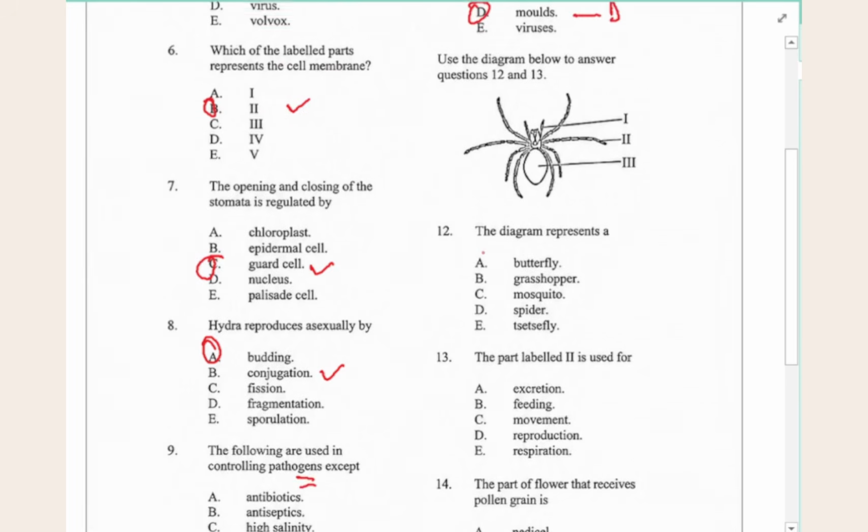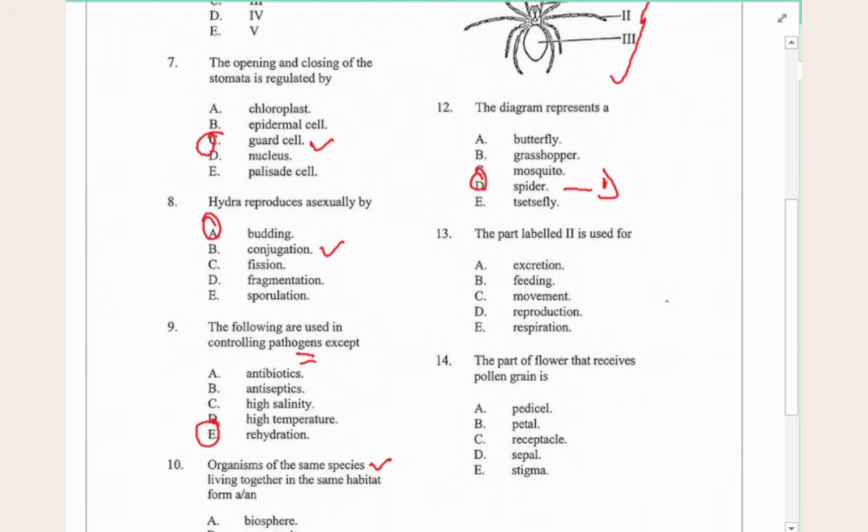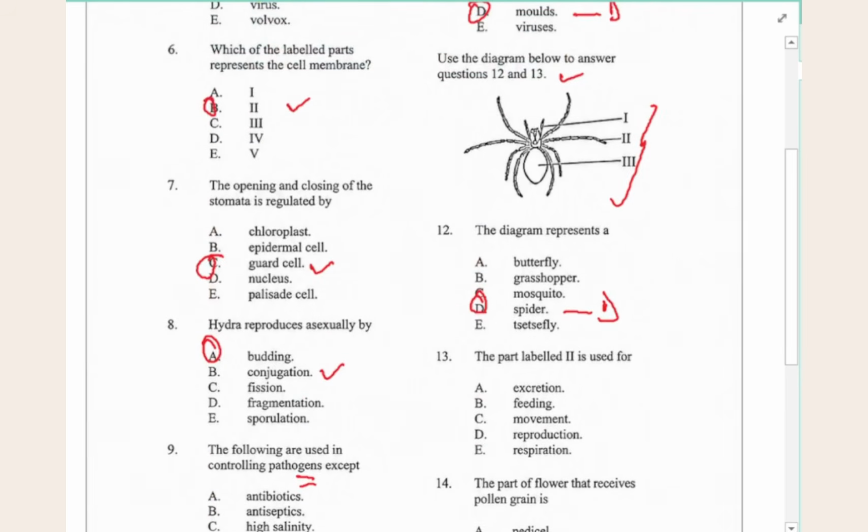Now use the diagram below to answer question number 12 and 13. So this is a diagram of a spider, obviously, and you see these questions are actually very simple. You don't need to fret, you don't need to worry yourself too much. You'll do very well. The part labeled II is used for, let's find II. So it is one of the legs there. So basically the leg is used for what?